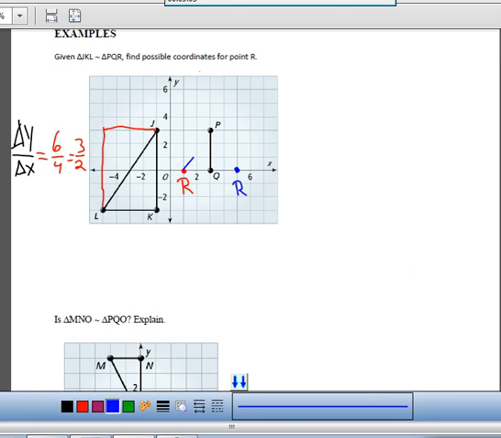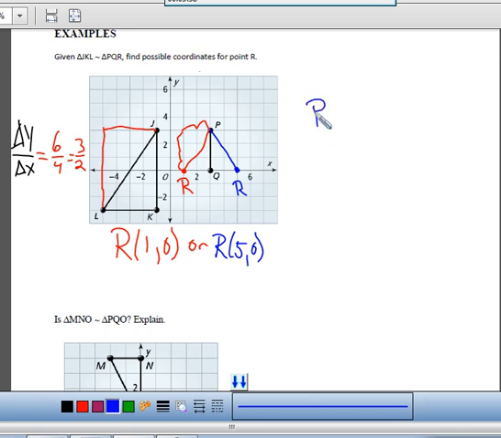let me keep my color coordinated here. Either way, no matter which point I use, the slope is going to be 1, 2, 3 over 2. So the possibilities are, R could be (1, 0), or R could be (5, 0). Okay? Now, something else to point out here.